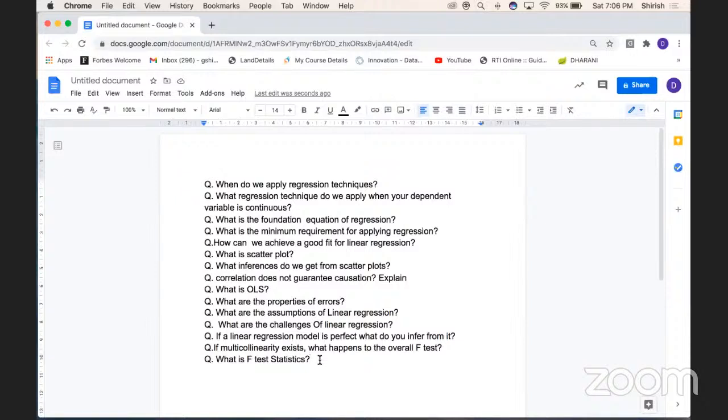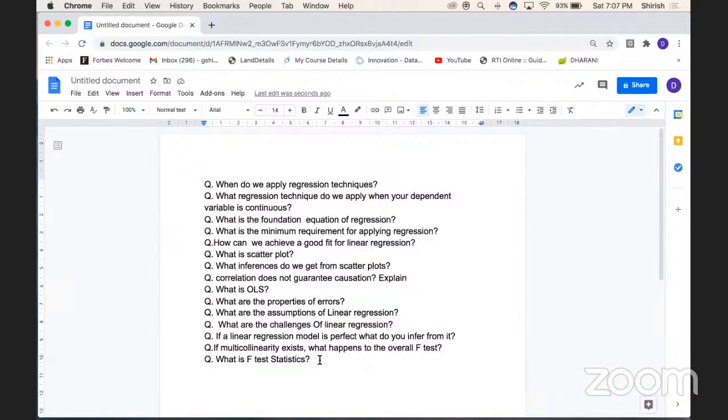What is F test in regression? What does it do? F test in regression compares the fit of different linear models. So it can assess multiple coefficients simultaneously. The F test of overall significance is a specific form of F test.